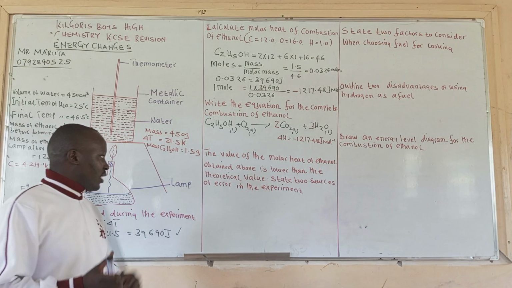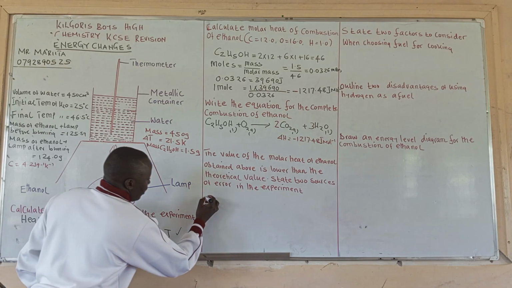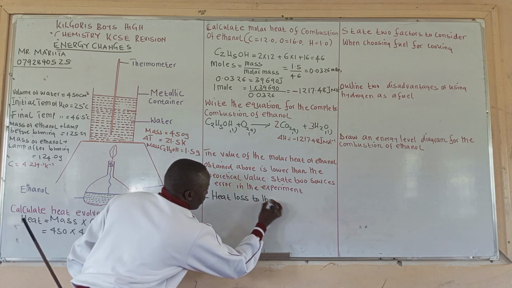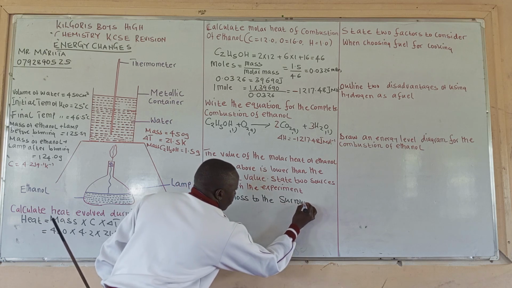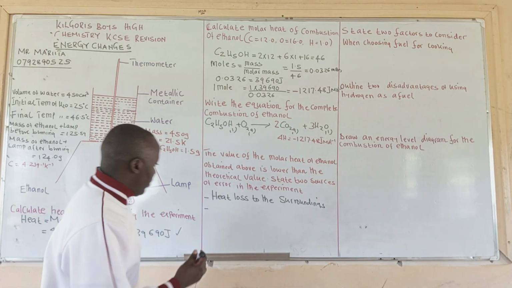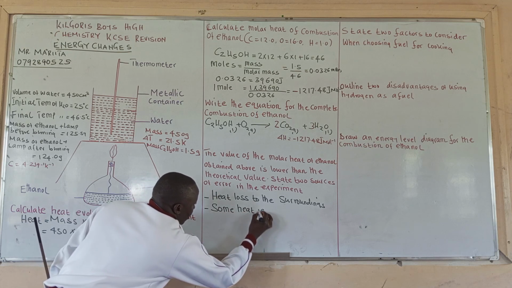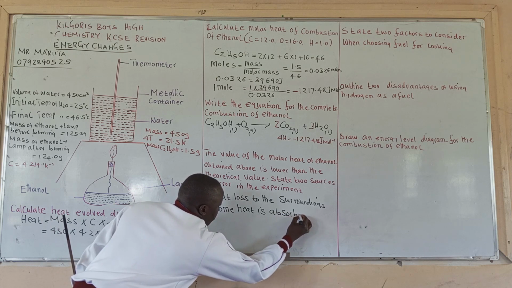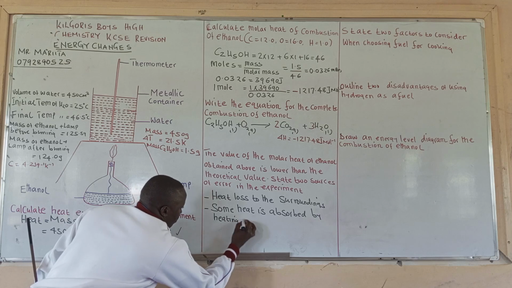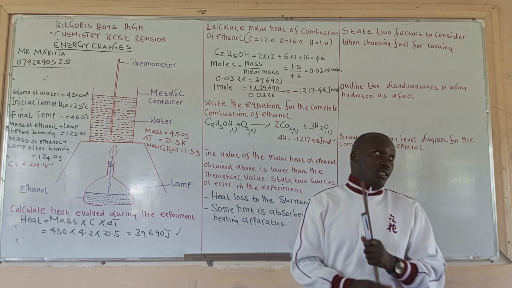The sources of error in this experiment are simple. Here you are supposed to state two errors. Number one, there is heat loss to the surroundings. Then number two, some heat is absorbed by the heating apparatus. So these are the two sources of error in this experiment.